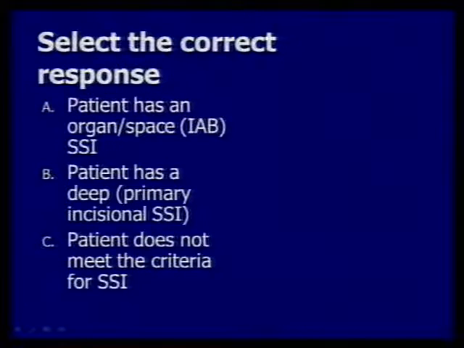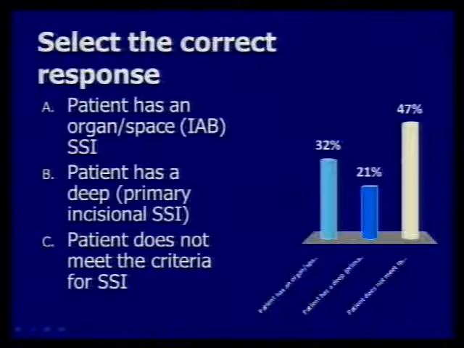Okay, let's see what you think. So 32% thought she had an IAB, 47% thought she didn't meet the criteria, and 21% thought she had a DIP. Well, actually, she did not meet the criteria, and does anybody who got that right want to say why? It was greater than 30 days.